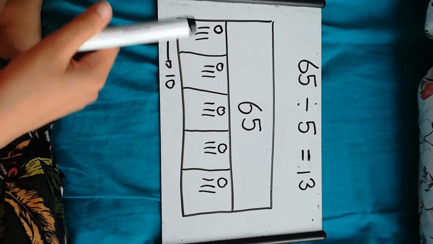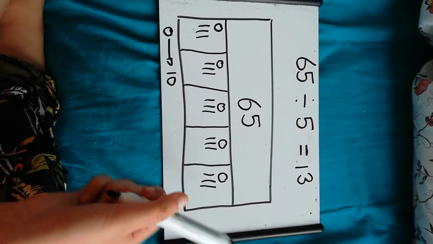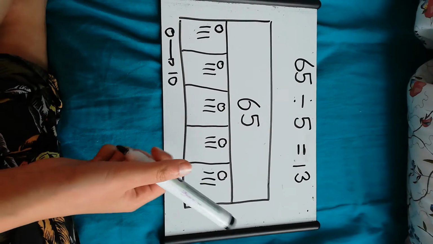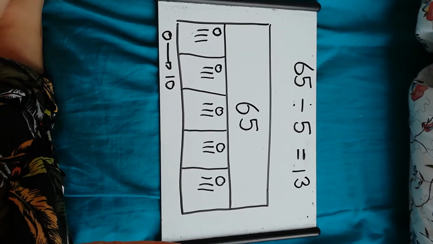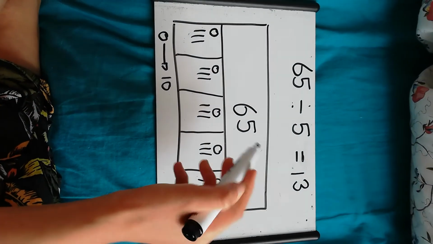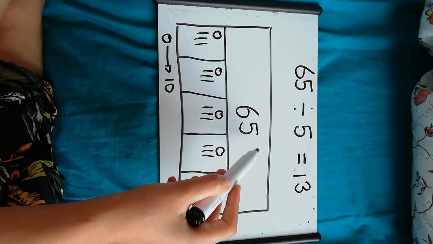The key here is when you're doing your 10s and you've got too many, because it won't be equal, you then need to turn those tens into ones. And don't forget about the ones you have already as well.